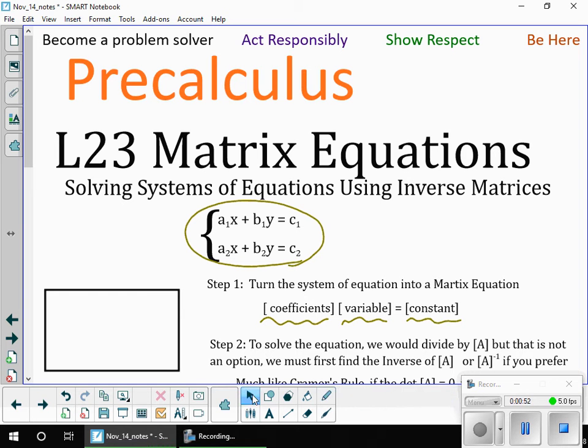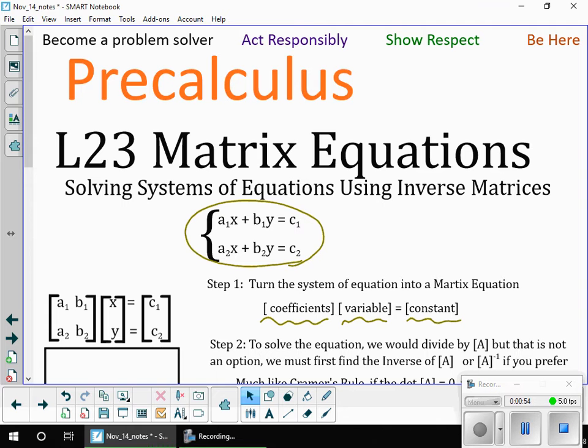So what does that look like? Well, that would look something like this. We have our A1 and our A2 and our B1 and our B2. Those are our coefficients. We have our XY matrix, and we have our C1 and C2. Now, if I'm going to solve that equation, I know all I have to do is divide by that matrix out in front. Now, what I did is I added a little note over here.